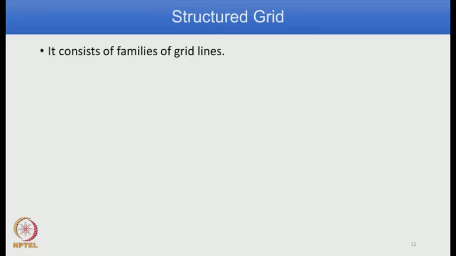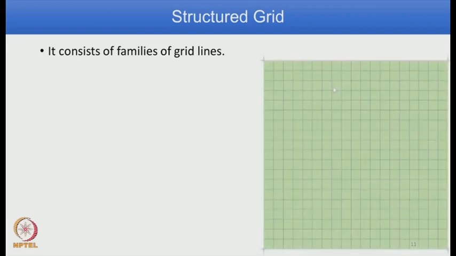So, we go to the definition of grid. We mentioned that once we define the computational domain, we need to generate a mesh including the geometry in the domain, and there are 2 main classifications. One is a structured grid, another is an unstructured grid. We look into the definition of structured grid.